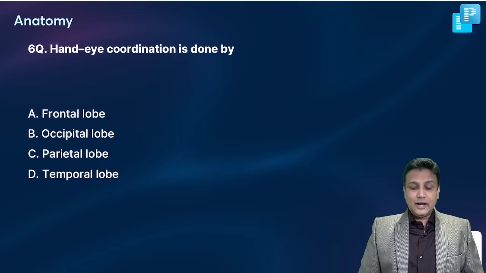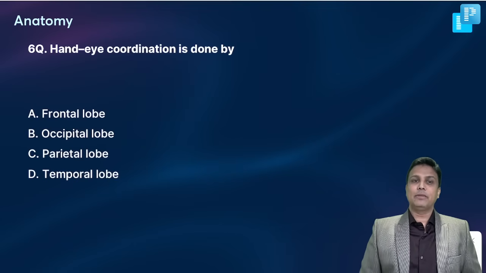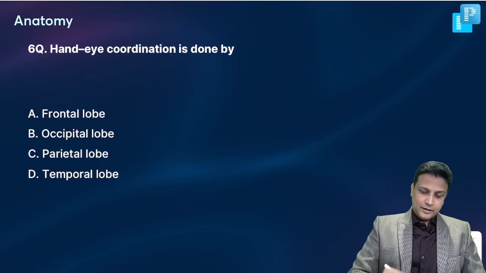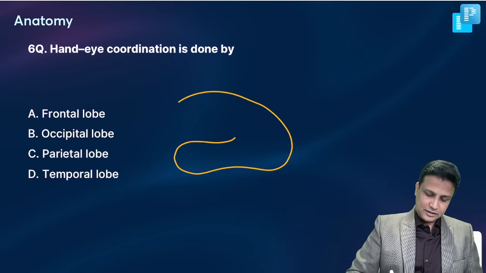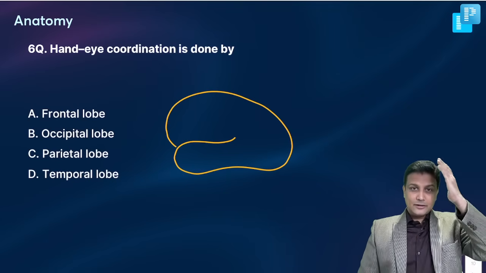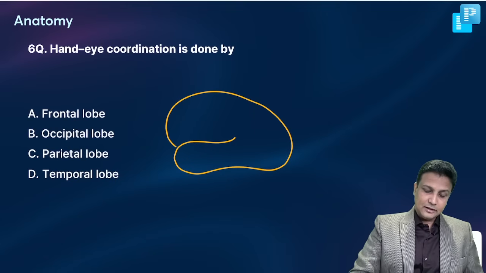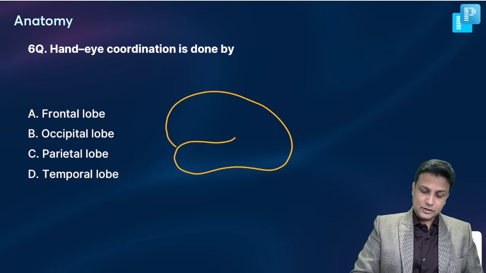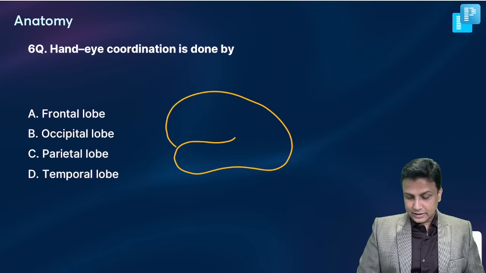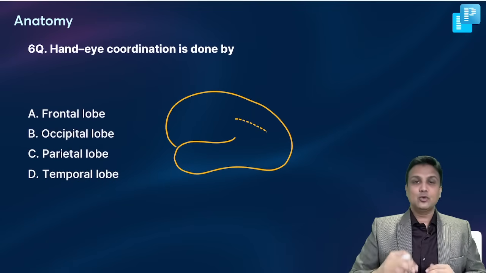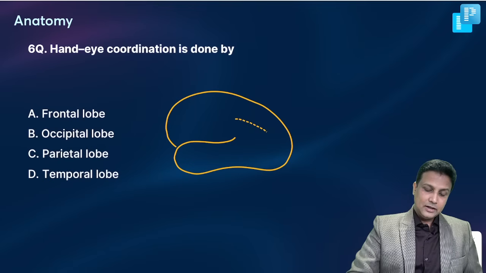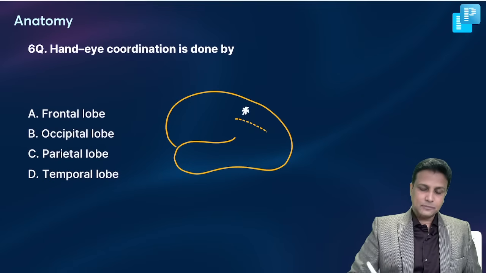Moving ahead with the next one, hand and eye coordination is done by which lobe? Whether it is frontal lobe, occipital lobe, parietal lobe, or temporal lobe. We have learned about the Brodmann areas in detail. Now on the superolateral surface of the cerebrum, when you see in the parietal lobe, what is going to happen? There will be only and only one sulcus. If there is one sulcus here, of course, there will be 2 gyri, one above and one below. Now this gyrus above here will be the superior parietal lobule.